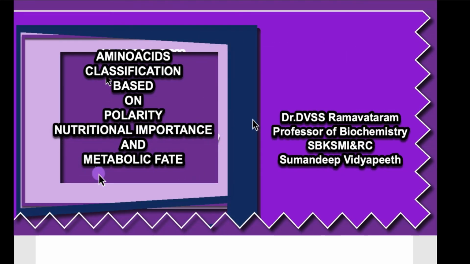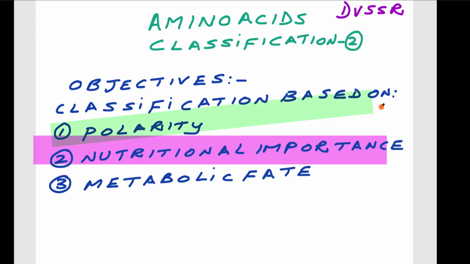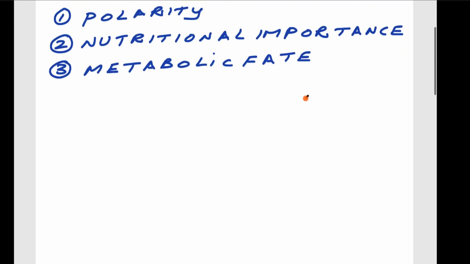In the previous session on amino acids, we discussed the composition of amino acids and classification based on structural and functional aspects. In this session, we'll be discussing other types of classification. The objectives of this session are, at the end of the learning session, the student shall be able to describe classification of amino acids based on polarity, then nutritional importance and metabolic fate. Now we will classify amino acids based on these aspects.